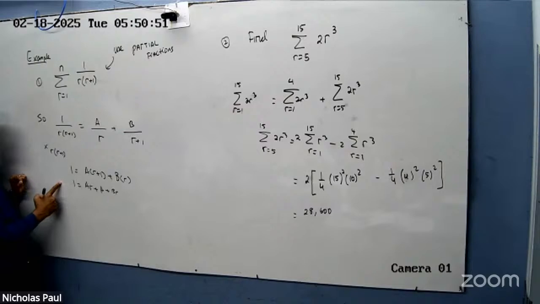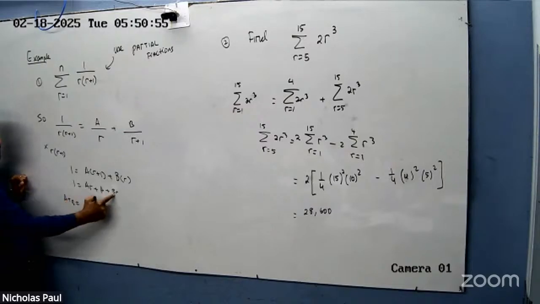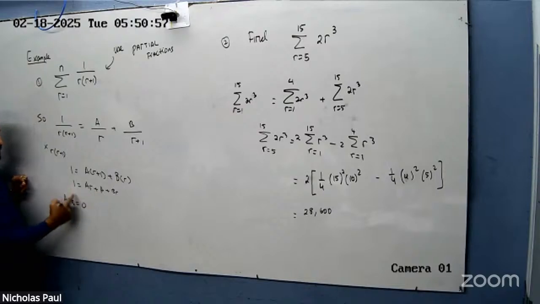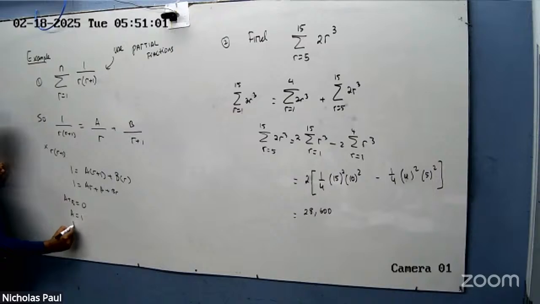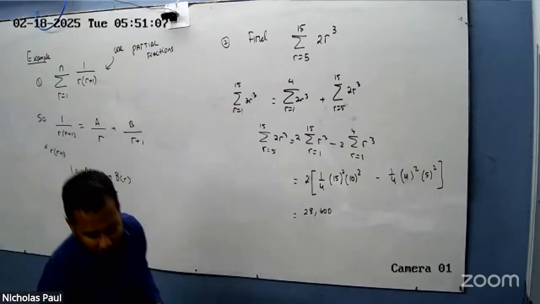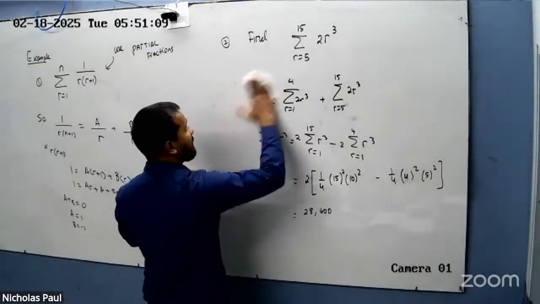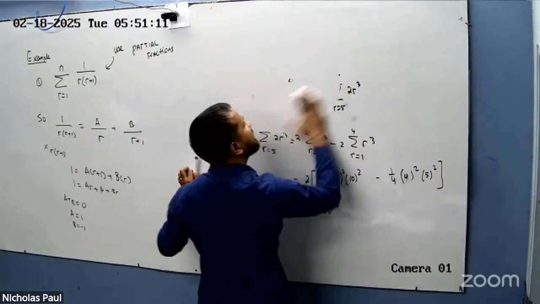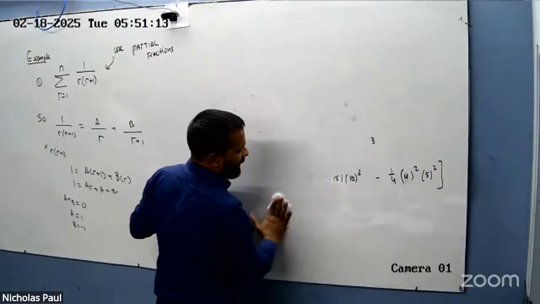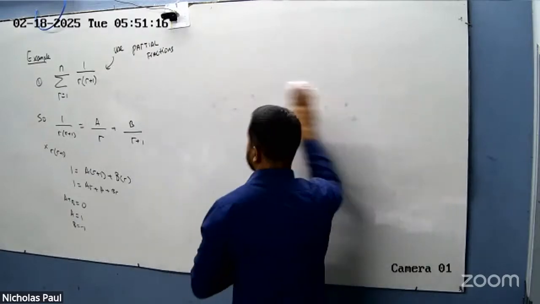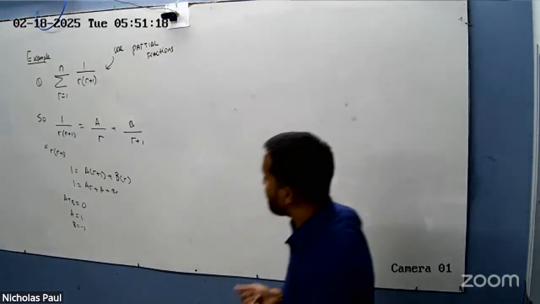Is there any r term here? So it means that A plus B is 0. Is there a constant here? Yes, A is 1. So if A is 1, then B is what? Minus 1. Right? So watch this part here that happens. Here's where all the excitement comes in.